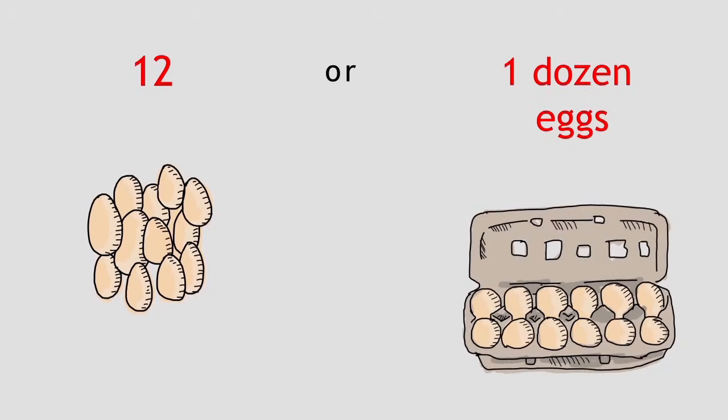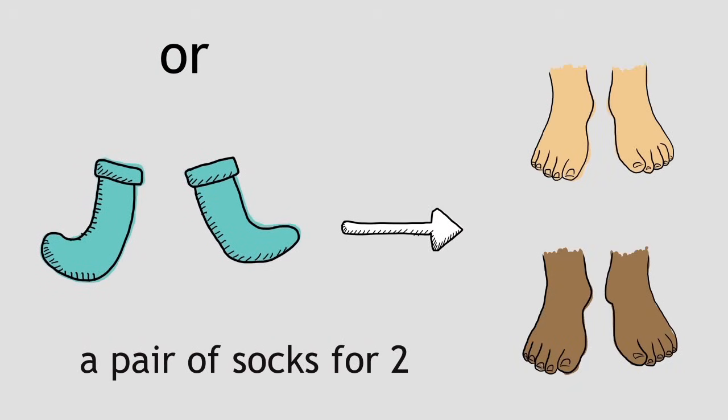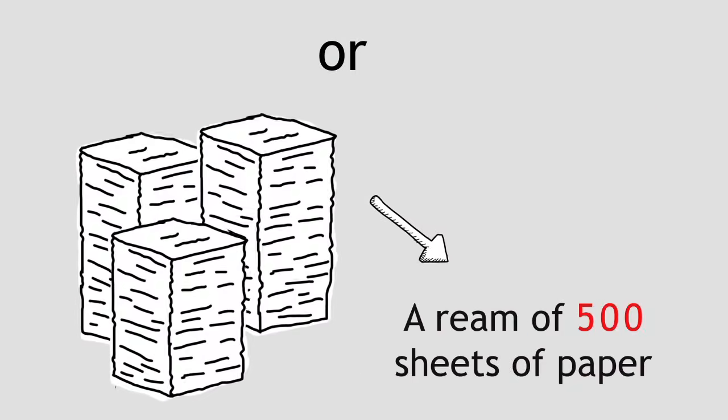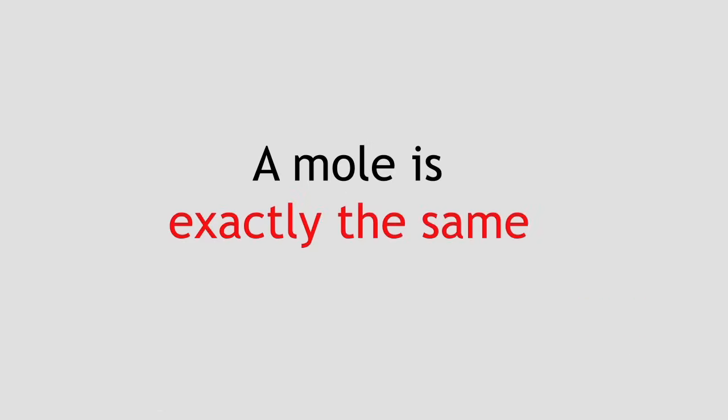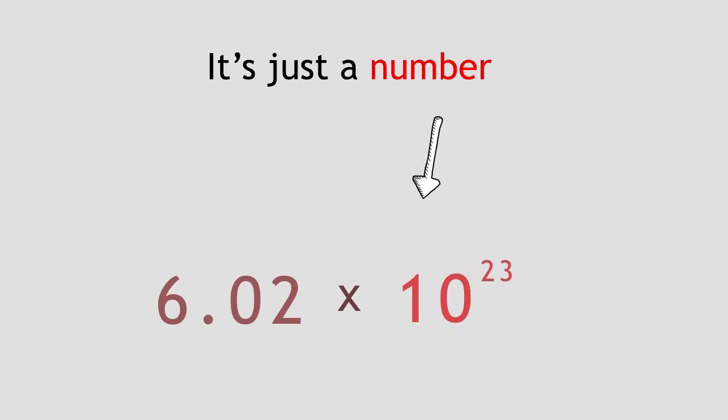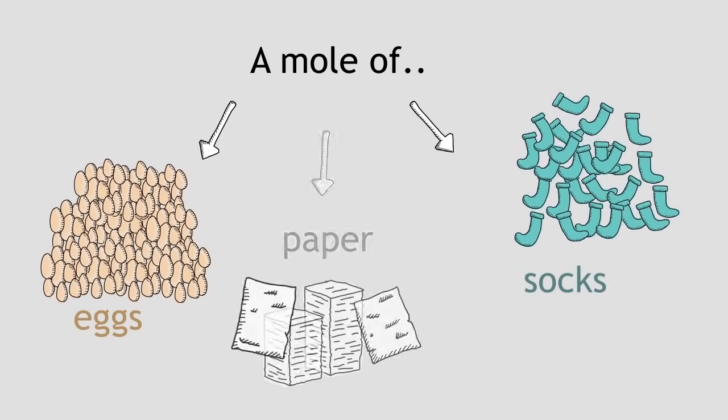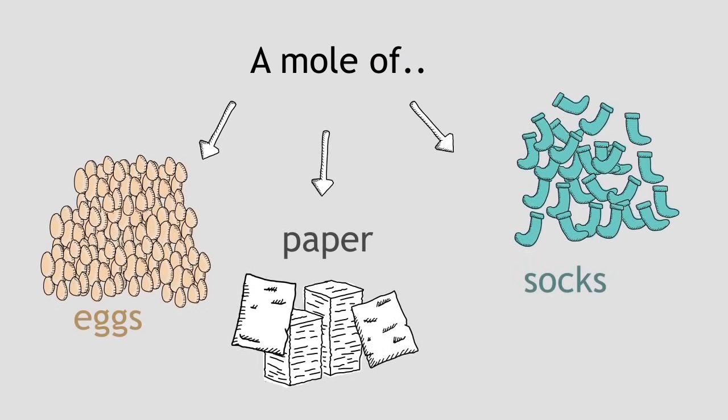In life, we might ask for 12 or 1 dozen eggs, or a pair of socks for 2, or a ream of 500 sheets of paper. A mole is exactly the same. It's just a number, and is specifically 6.02 times 10 to the 23. We could have a mole of eggs, a mole of socks, or even 1 mole of sheets of paper.